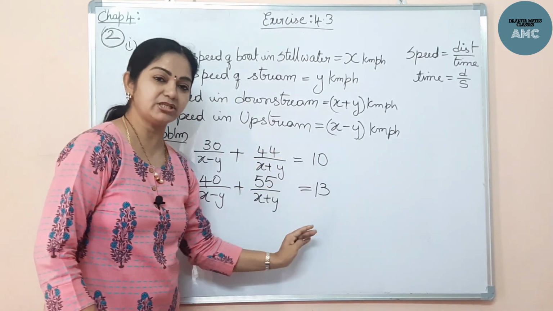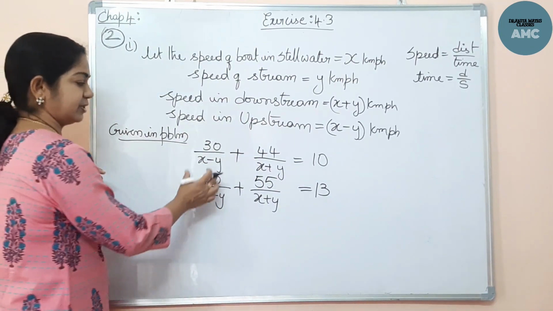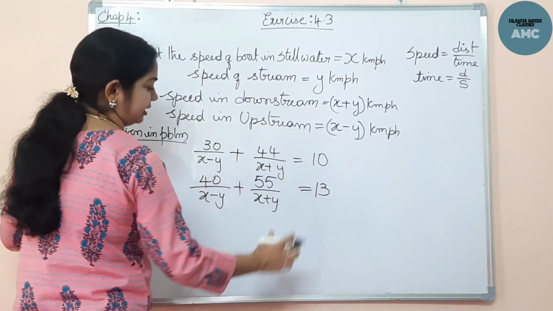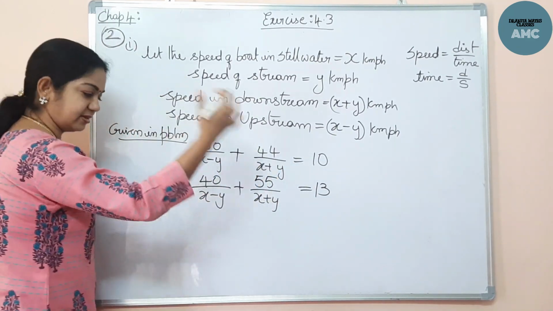Now we got two equations which are not linear. We will be reducing them into linear equations, because they do not have degree 1. They are not linear equations. Now here, before that, we will suppose the common terms as another variable.